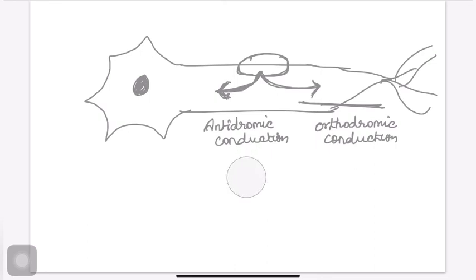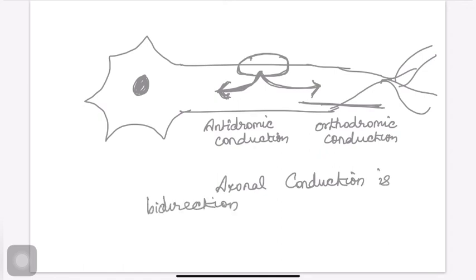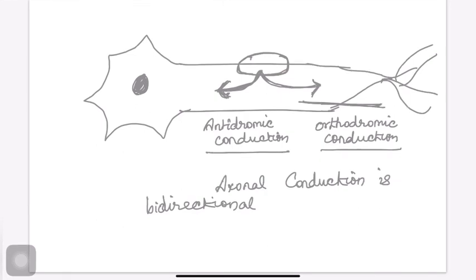So axonal conduction is bidirectional. What does it mean? Axonal conduction is bidirectional, that is both towards the end of the synaptic terminal, which is orthodromic conduction, and towards the cell body, which is antidromic conduction. This finishes our discussion on electrophysiology.